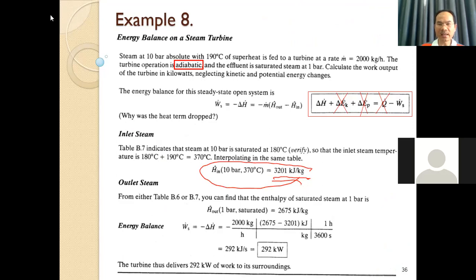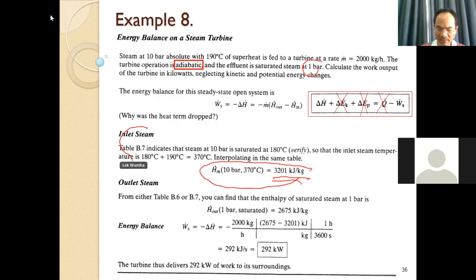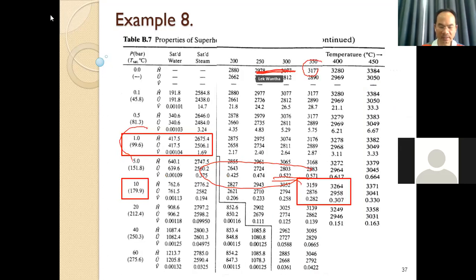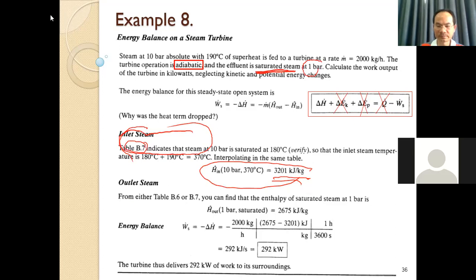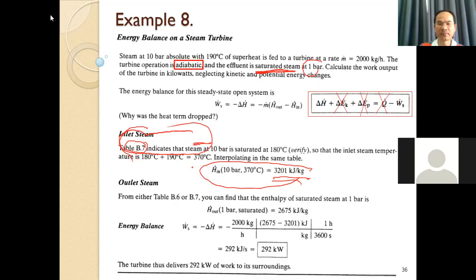Okay, the outlet. The outlet is at 1 bar, and also the outlet is saturated. Saturated, the temperature is 99.6. This is the saturated property. For this case, we have saturated liquid and saturated vapor. The saturated vapor value is 2,675.